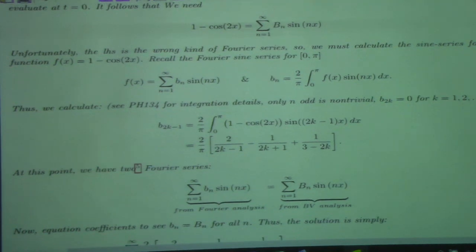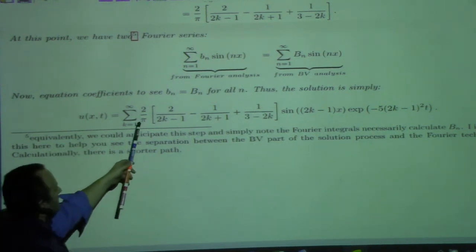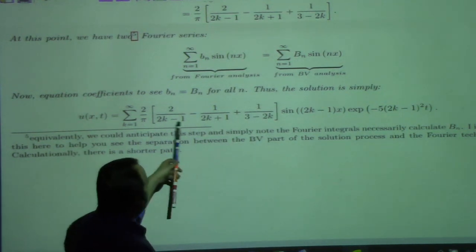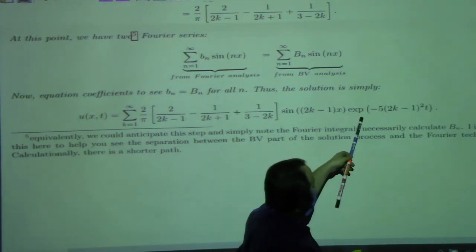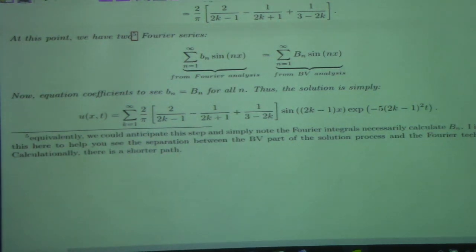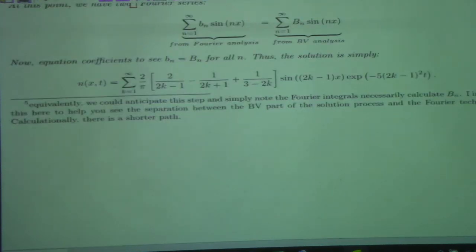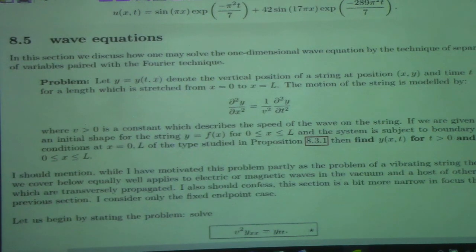Anyway, long story short, here's the solution to the heat equation. Here's my Fourier coefficient. That's my sine of nx, which is sine of n pi x over L with L equal to pi. And here's my time function. And that is the solution to the heat equation for that initial temperature distribution. I've got another one here. I have a few more examples in the notes, but next time we'll talk about the wave equation.